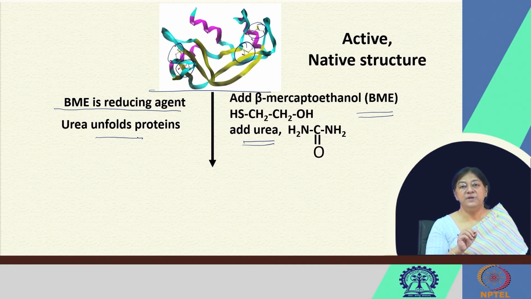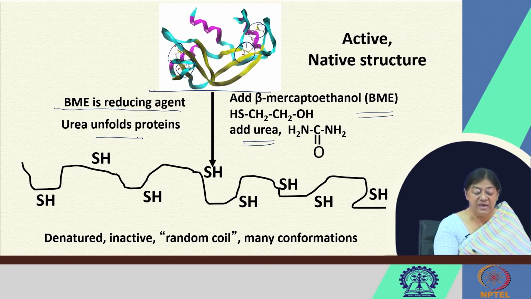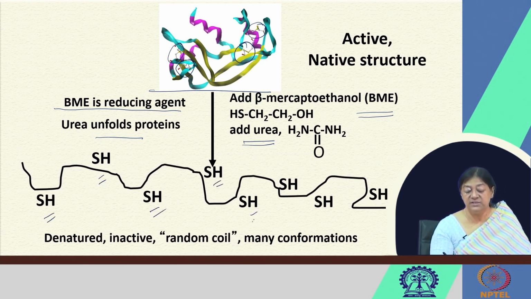So, the experiment was to break down the disulfide linkages by adding beta mercaptoethanol and adding urea to unfold the protein. So, what do we now have? We have a denatured, inactive, random coil with many possible conformations. Now the 4 disulfide bonds have been reduced. So, we have 8 of these SH, these are the cysteine residues that we have.